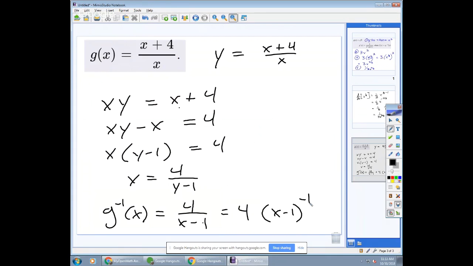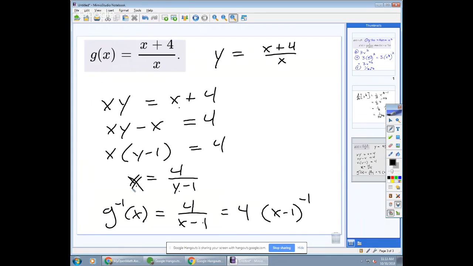Shouldn't the bottom be 4 over y minus 1? The last step is to switch x with y. Oh, is the last step? Okay. Yeah, I just did my switch there, and this was an x right here. So that's the inverse function in either form.